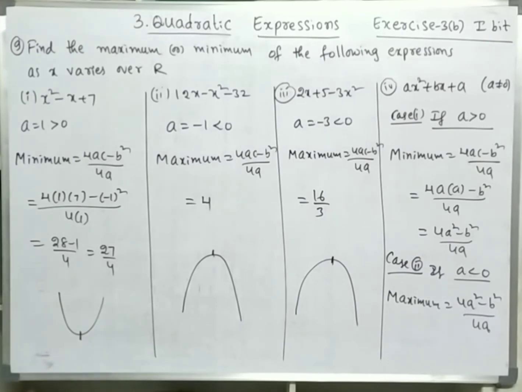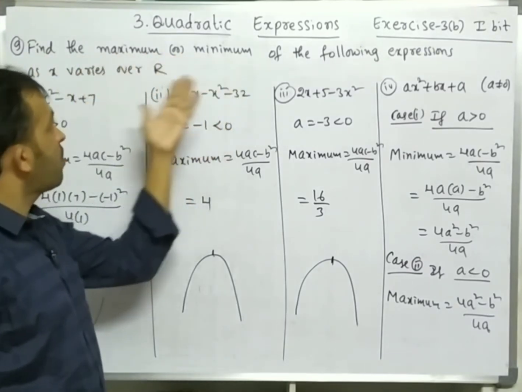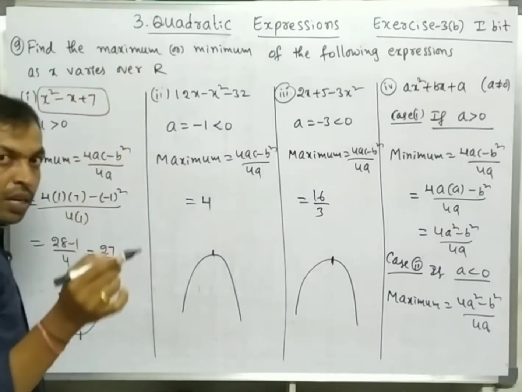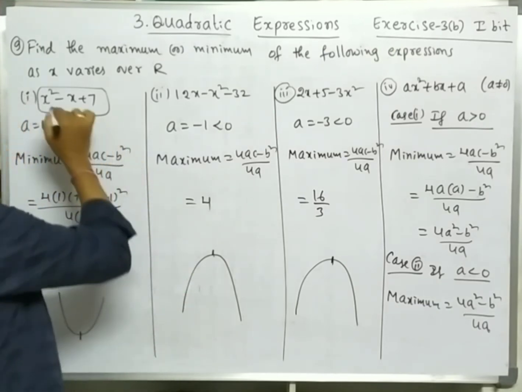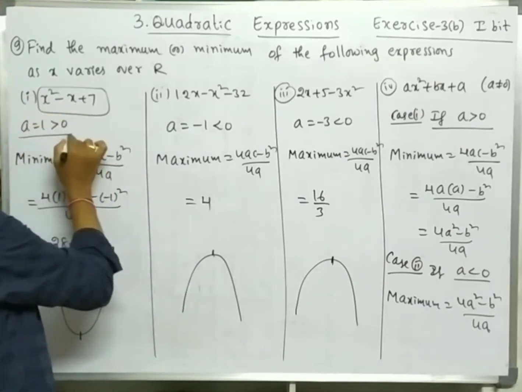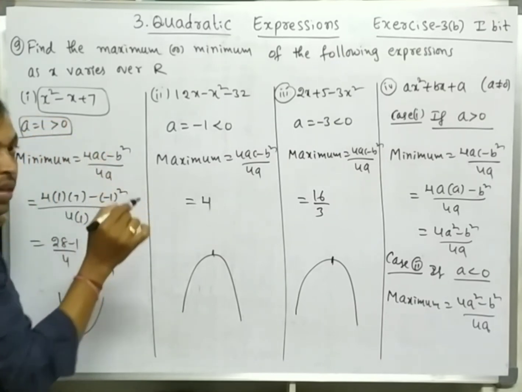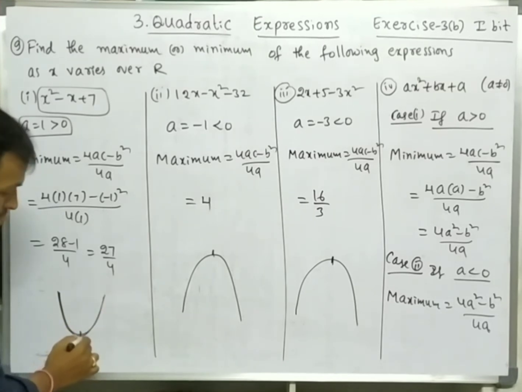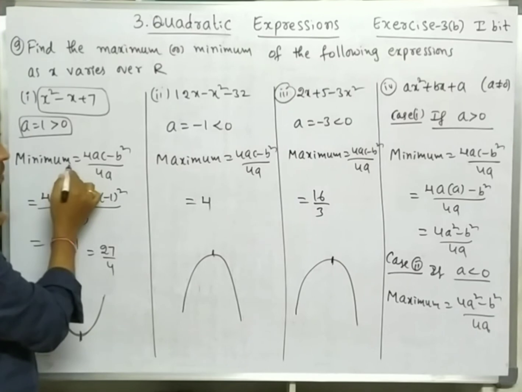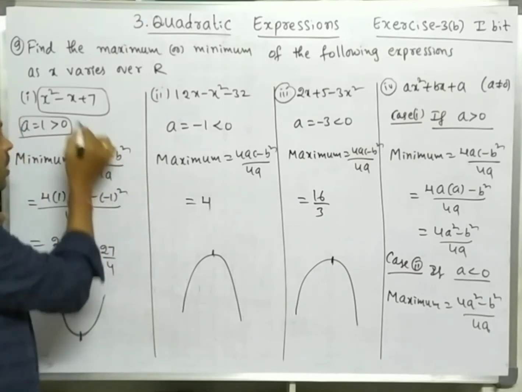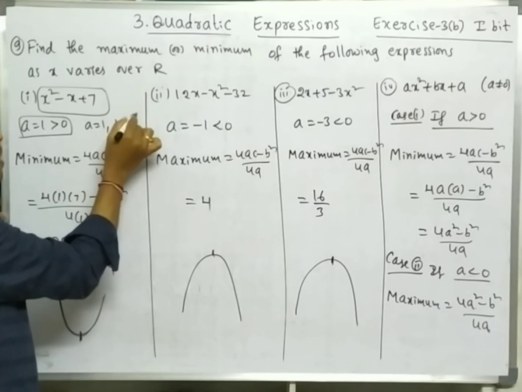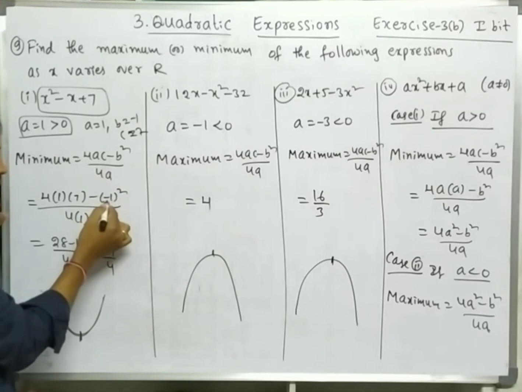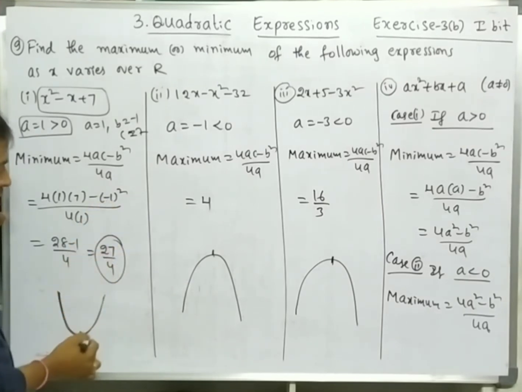So, similar type of problems: find the maximum or minimum of the following expressions as x varies over R. This is the problem. Immediately we have to find the value of a. The coefficient of x square is a, which is 1, which is positive. As a is positive, the graph is open upward. If the graph is open upward, the minimum exists. What is the value of the minimum? 4ac minus b square by 4a. In this one, a value is 1, b value is minus 1, c value is 7. Substitute carefully, then you will get 27 by 4 as the minimum value.